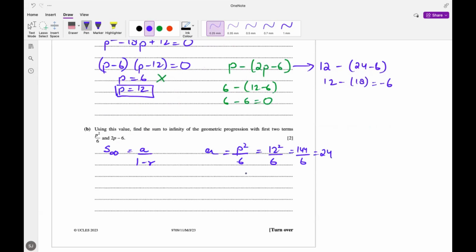And to find the common ratio, we will divide the second term, which is 2p minus 6, by the first term, that is 24. So the common ratio will be (2 times 12 minus 6) divided by 24, which will be (24 minus 6), 18 upon 24, and we can write it as 3 upon 4. And now we'll just substitute the values of a and r into the formula for sum to infinity. So that will become 24 divided by 1 minus 3 upon 4. Substituting this in the calculator, the sum to infinity we'll get is 96.